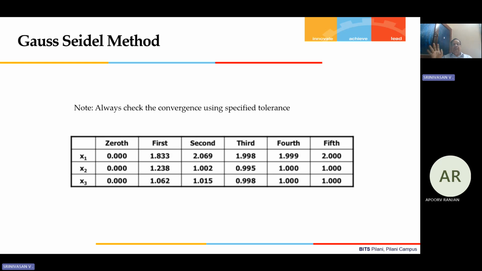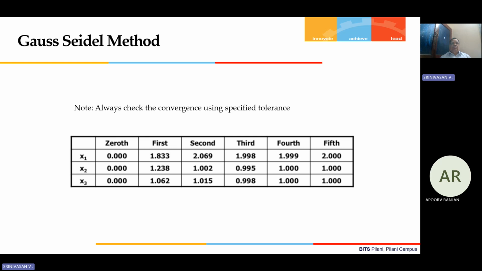Well, so here it is, check. Always check the convergence using specified tolerance. Specified tolerance in the sense, practically speaking, simply speaking, you go up to the number of iterations where at least two of them are almost coinciding with each other. So 0th, first, second, third, fourth, fifth. It is gone up to fifth.